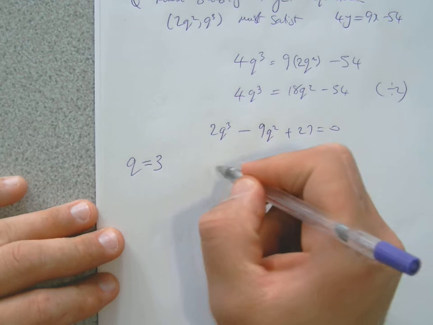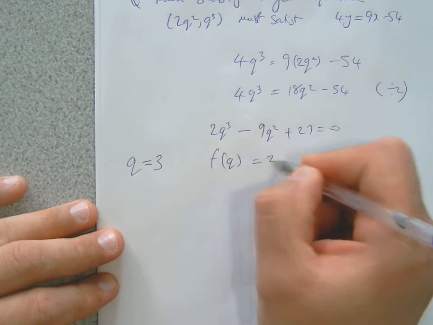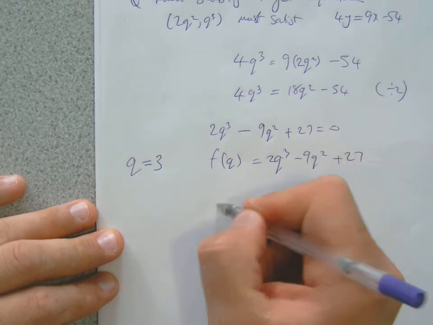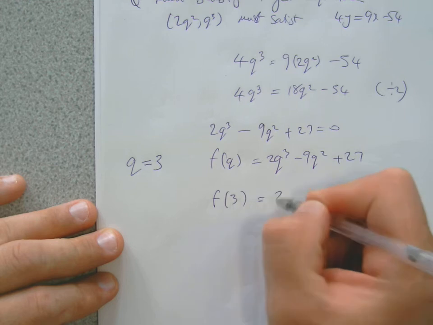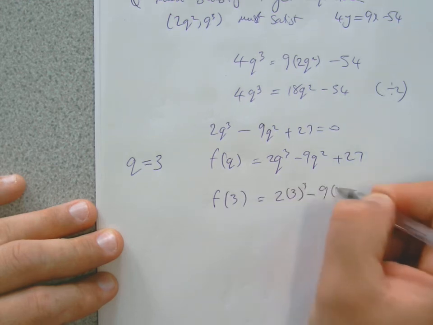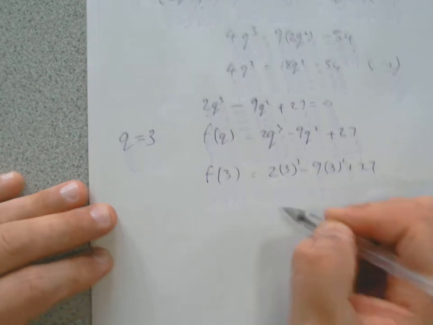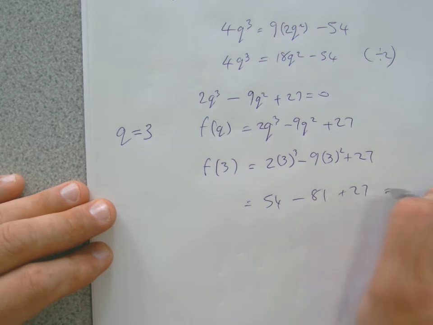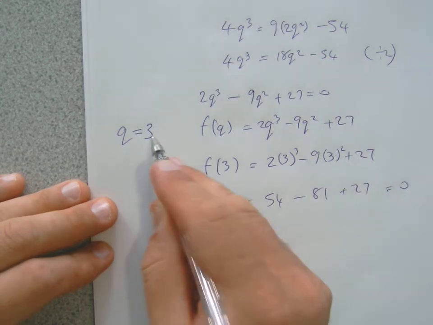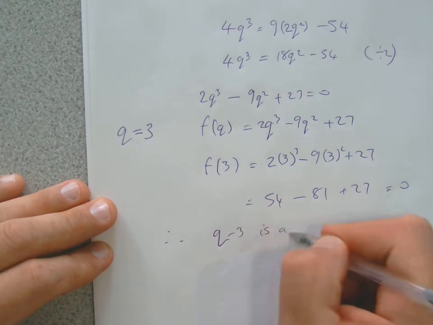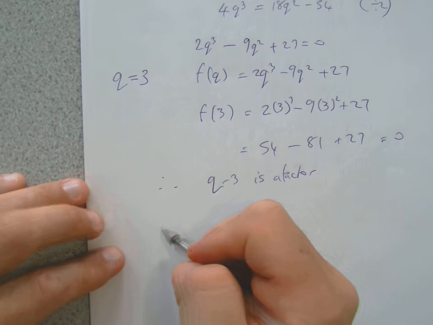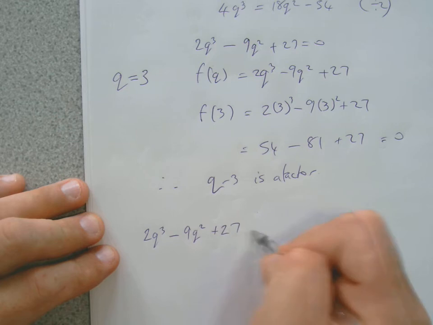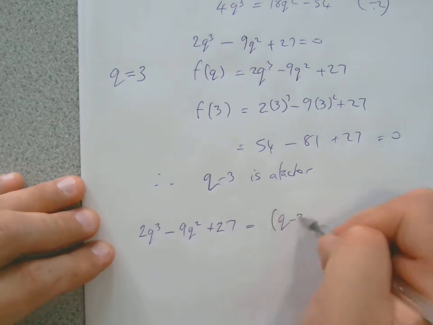When you put it in, don't forget, one thing I haven't done yet is call it a function. Call it this. I should have written this first, doesn't matter. Then put in 3 here. So let's see if it works. You've got to check. Yes, indeed it is 0. So therefore, because q equals 3, take the 3 over, q minus 3 is a factor. So we factorize this, and that's one factor.